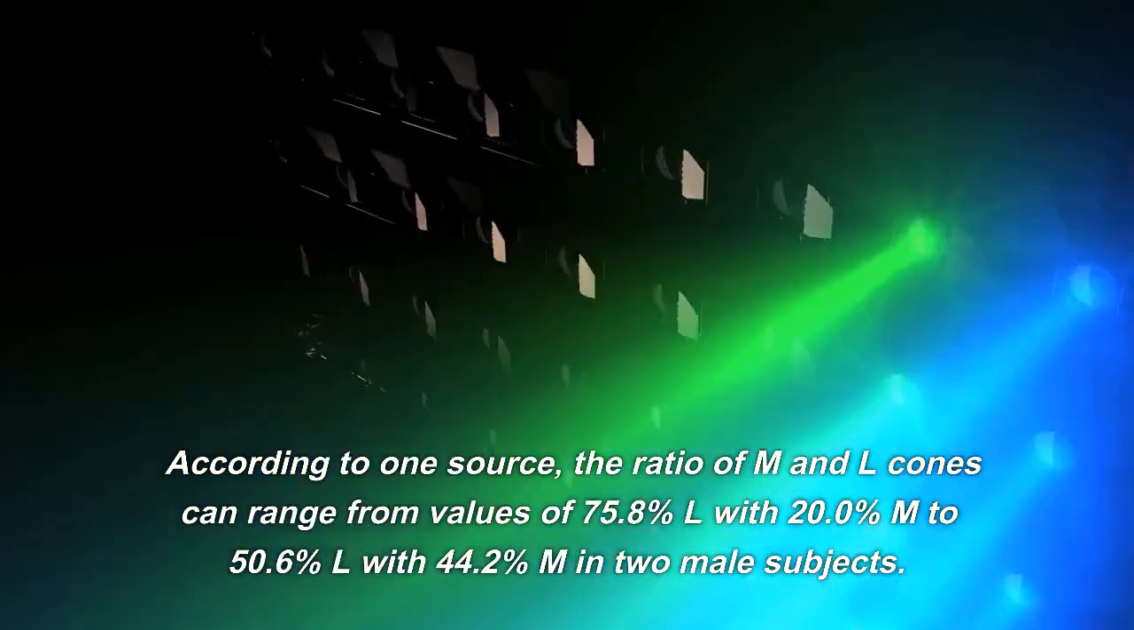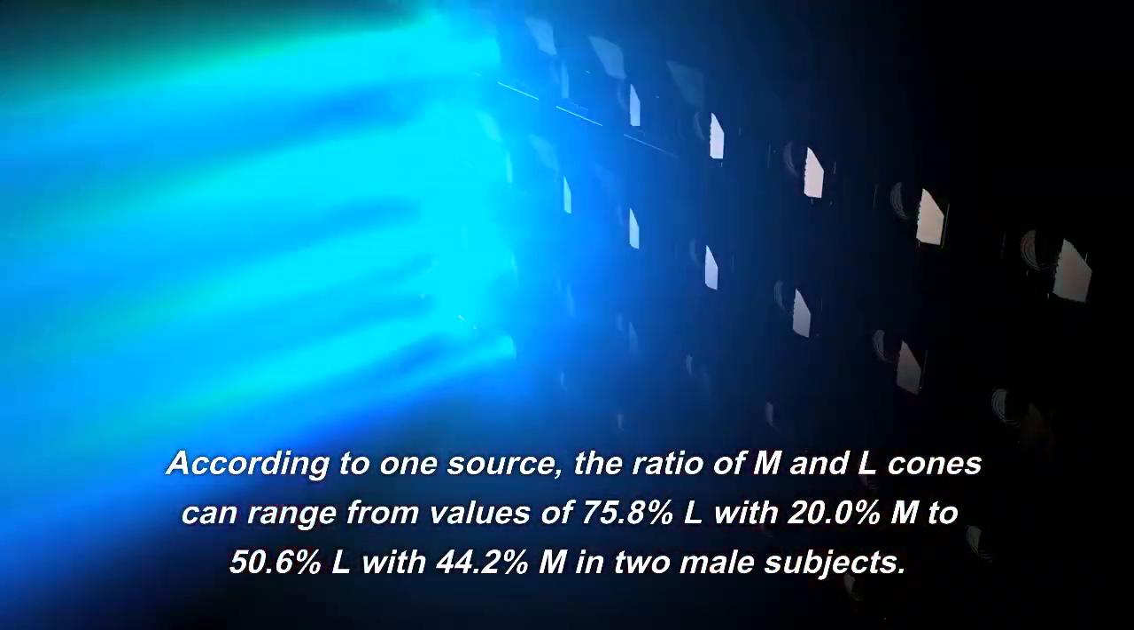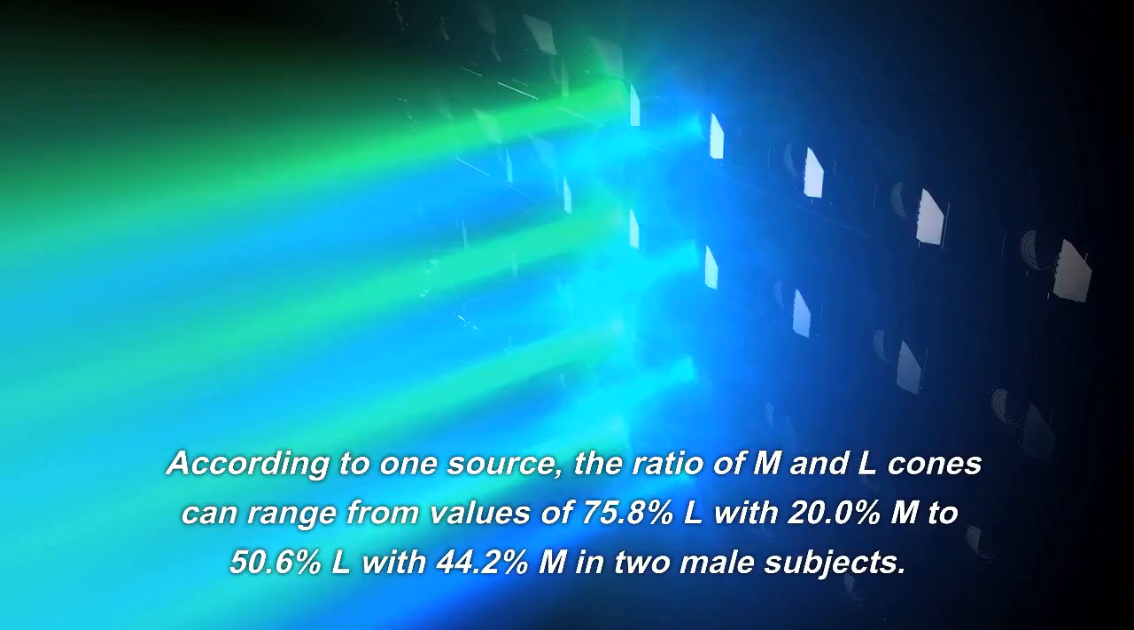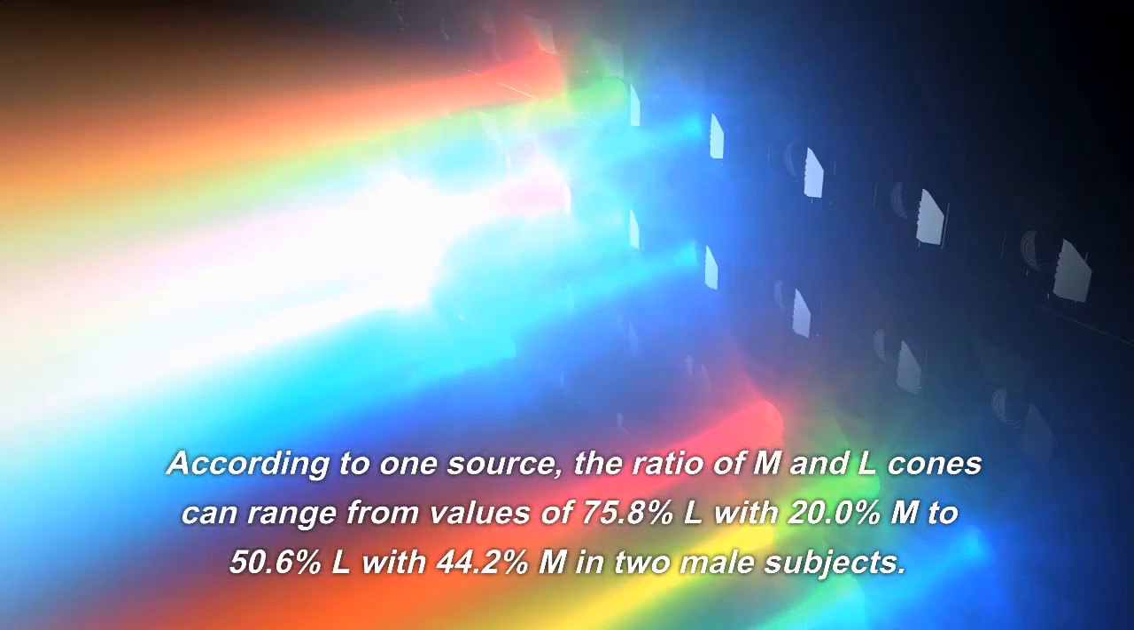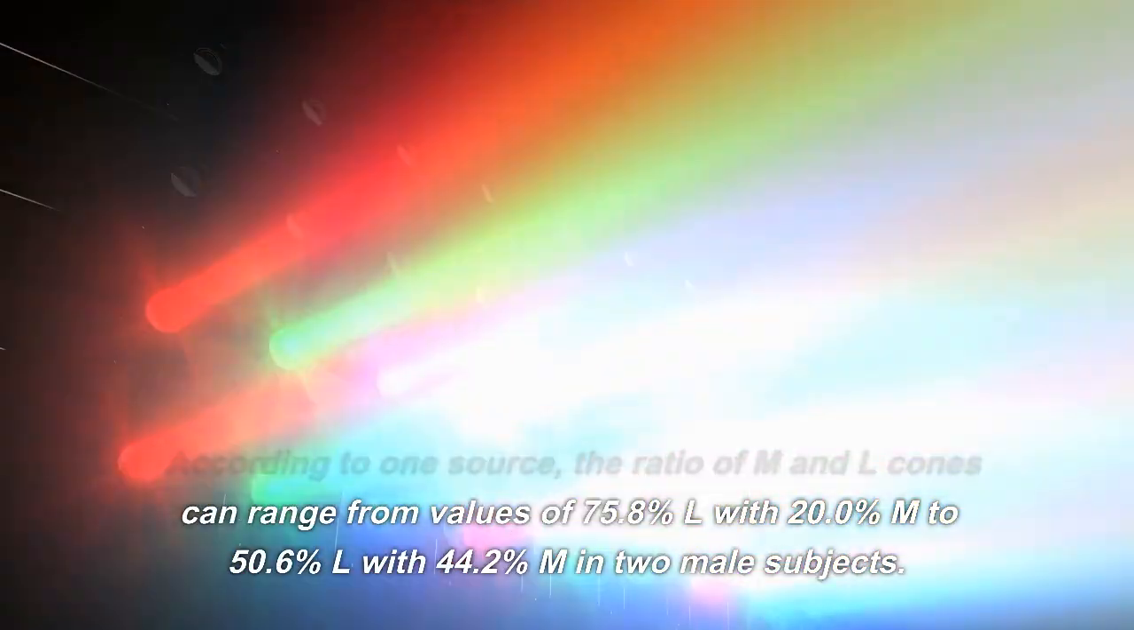The ratios of these cones can vary greatly among different individuals, with some people having more of one type than others. According to one source, the ratio of M and L cones can range from values of 75.8% L with 20.0% M to 50.6% L with 44.2% M in two male subjects.